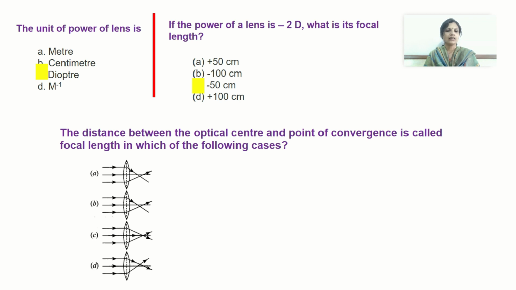The third question. The distance between the optical center and the point of convergence is called focal length. In which of the following cases it is true? You have to just have a look at the diagram, and if you see option A, B and D, the rays, they are converging at one place, but they are not converging on the principal axis. So the correct presentation for your answer is option C. So that is the correct diagram.